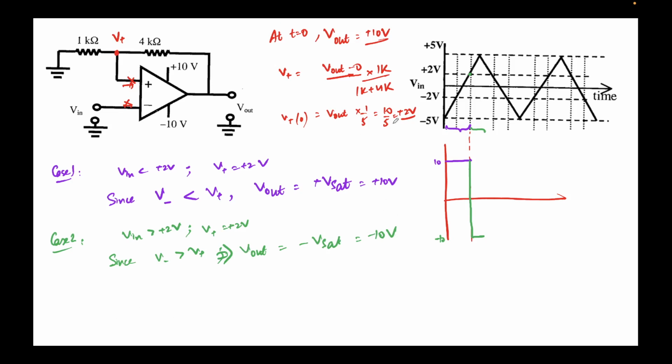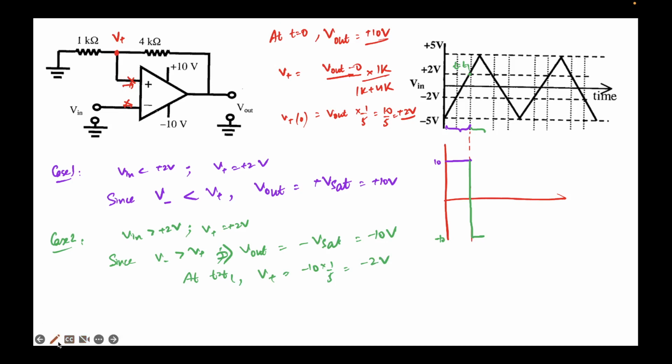So if Vset has become minus 10 again, let's call this T equal to T1. Now at T equal to T1, V plus, with the same potential divider, will become minus 10 into 1 by 5, so it will become minus 2 volts. So V plus now will become minus 2 volts. This junction will now be at minus 2 volts from this point onwards, right?